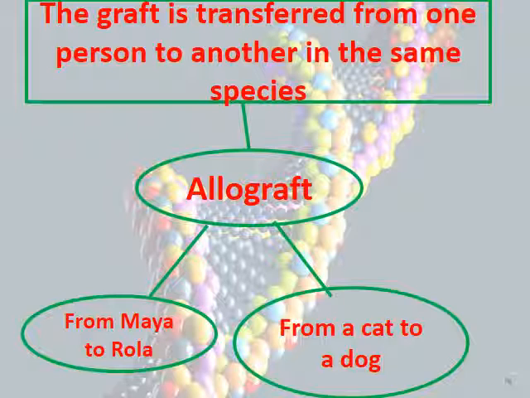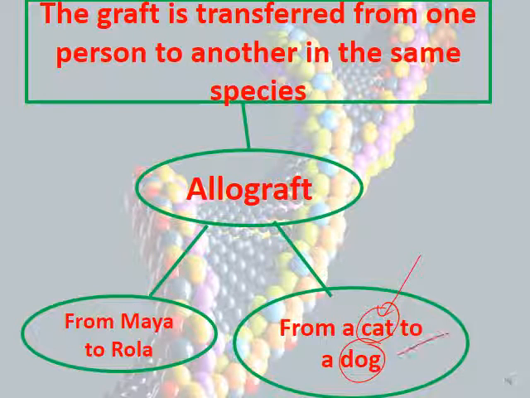And a non-example is from a cat to a dog. Why is this one not an example? Because from a cat to a dog, they are different species. From a cat to another cat, this will be an example. From a cat to a dog, this is a non-example. Here the species is the same, and here we have different species, cats and dogs.